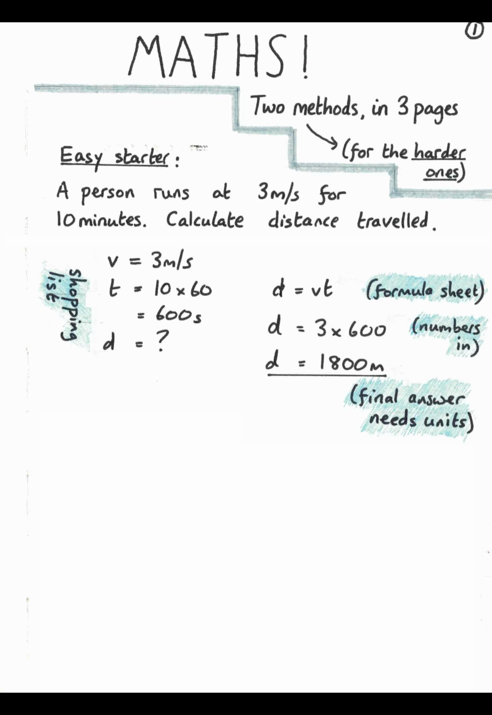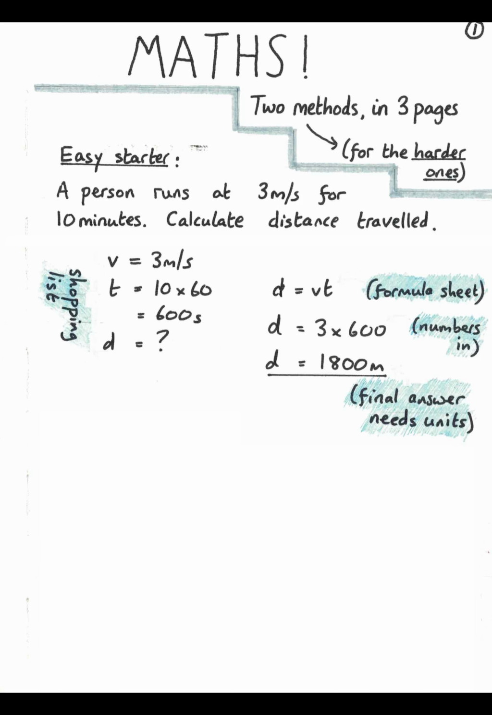The shopping list is step 1. Step 2 is to look at the formula sheet and copy out a likely-looking formula exactly as it appears on the formula sheet. Likely-looking means a formula which contains the symbols in your shopping list. Don't do the formula from memory, even if you think you know it. If you don't write out the formula exactly how it is given on the formula sheet, you won't get the formula mark. The third step is to stick the numbers in.